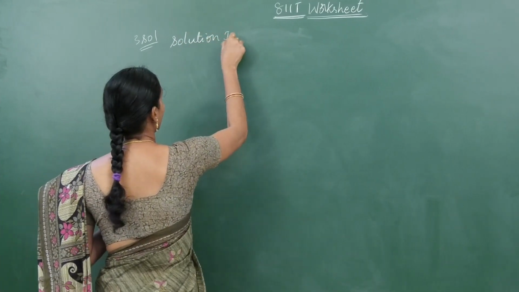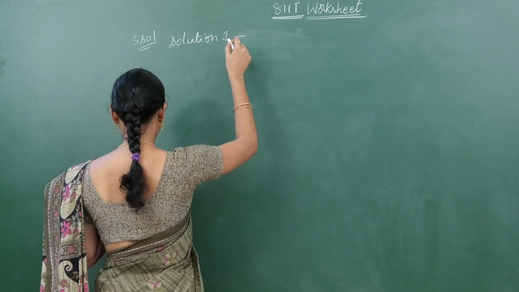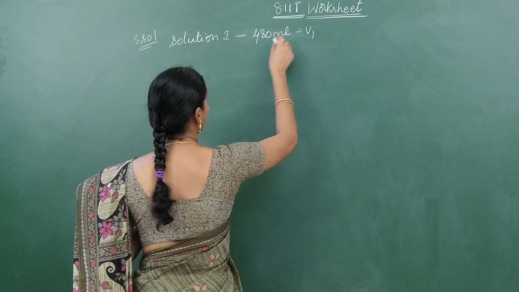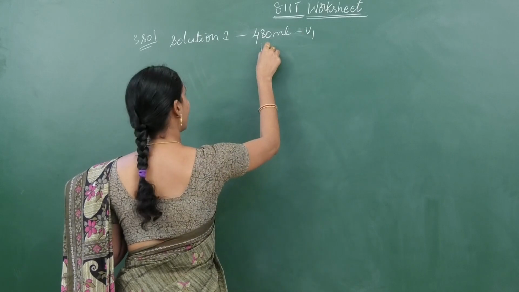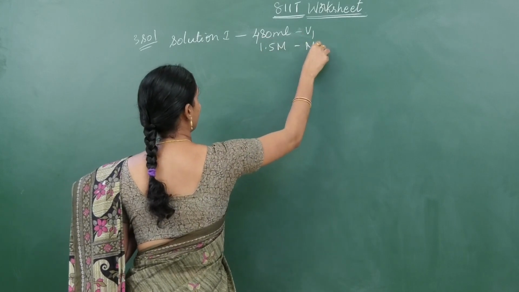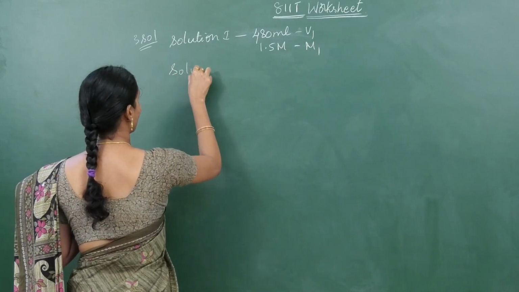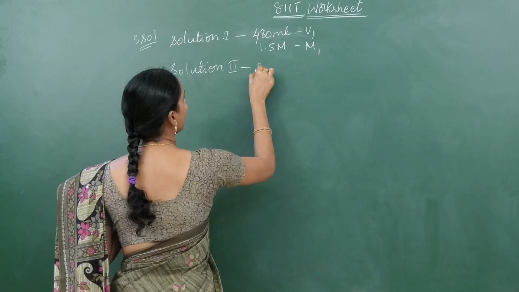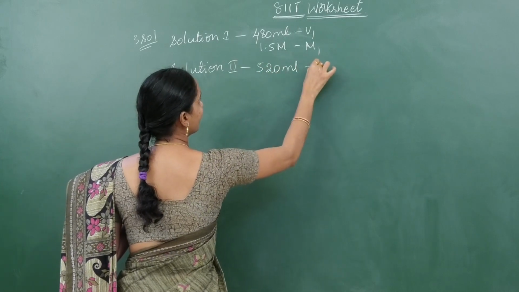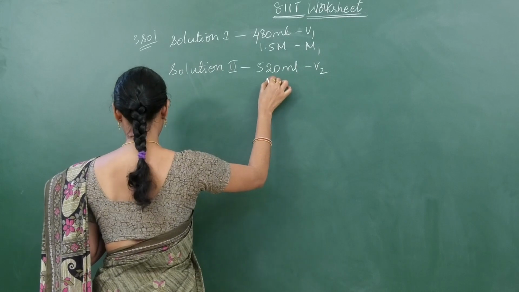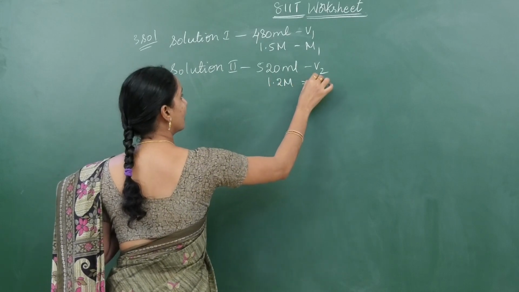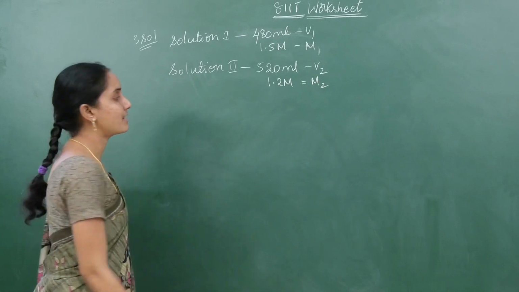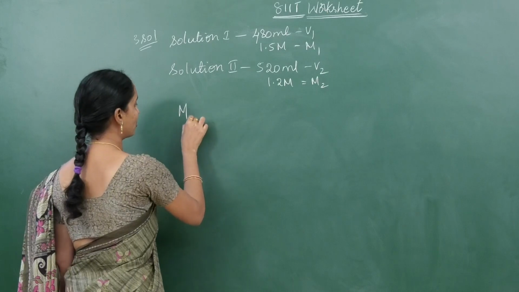So solution 1, how much volume is taken, children? 480 ml, this is V1, and its molarity is 1.5 molar. So this is M1, and solution 2 is taken. That solution 2's volume is 520 ml, which is equal to V2, and the molarity is 1.2 M, which is equal to M2. Now they asked you to find out the resultant molarity, same as the first question.